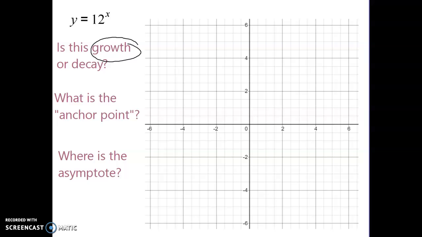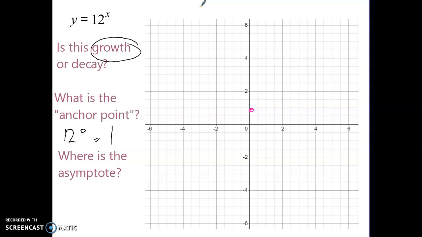So the anchor point. Do you remember how we found the anchor point? Anything to the 0 power other than 0 itself is 1. So the anchor point is the point 0, 1. It happens to also be the y-intercept. And this will be true until we start doing translations. It's always going to be there.